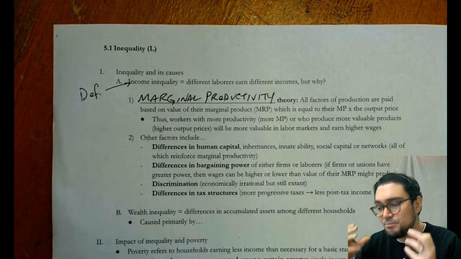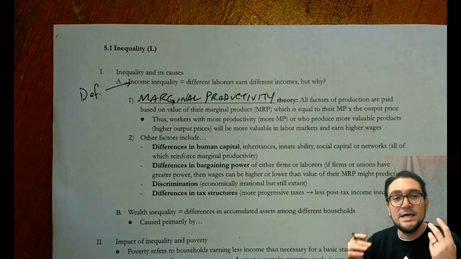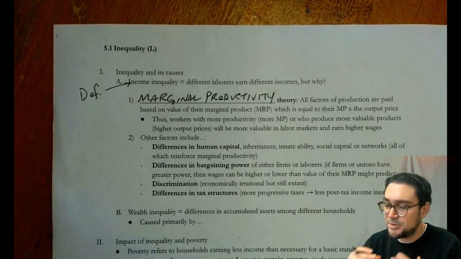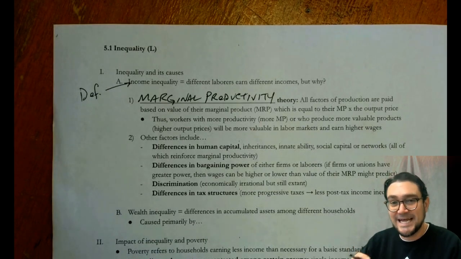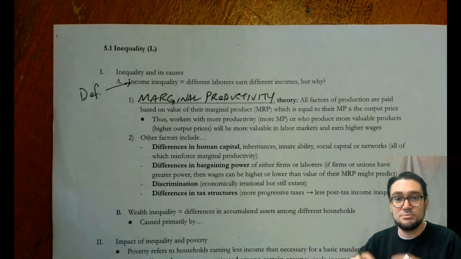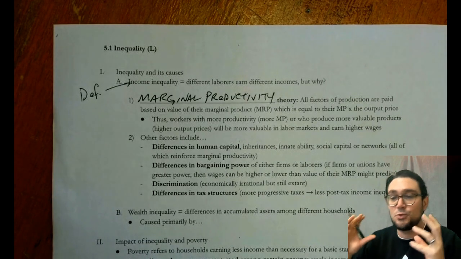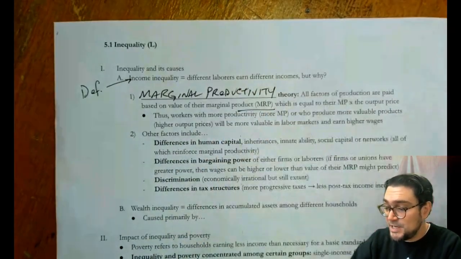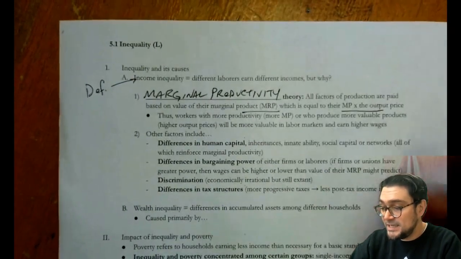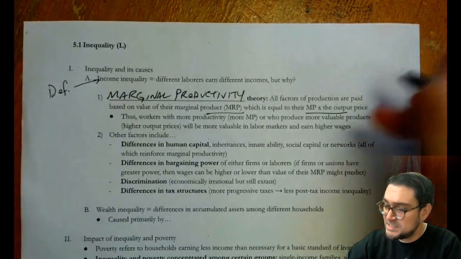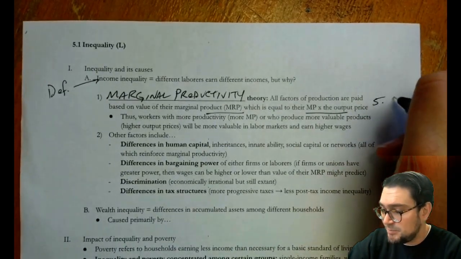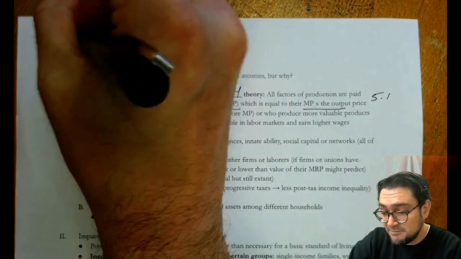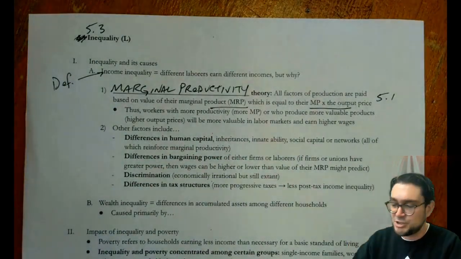So the biggie, the primary reason why people earn different amounts, is this economic concept called marginal productivity theory. And what it says is that all the factors of production, whether it be workers or machines or land, are paid based on the value of their MRP, and that their MRP is the marginal product times the output price. So if this sounds familiar, that's because it comes from 5.1. And by the way, this should say 5.3. As you can see, I've switched up the order here.